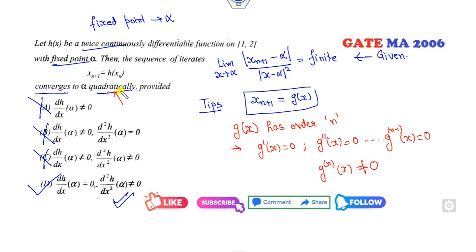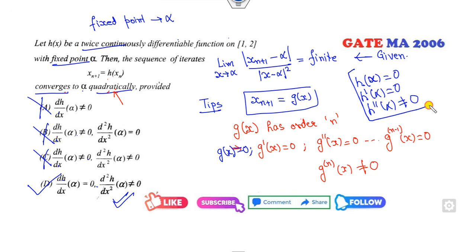That means convergence is my 2. What is the meaning of the convergence of 2? That means h of g(x) is also 0, so h of x is also 0, and the fixed point is alpha. So h of alpha is 0, h dash of alpha is 0, and h double dash of alpha is non-zero. Or you can write it directly by using this shortcut trick. Otherwise you can start with the definition and get the required result.